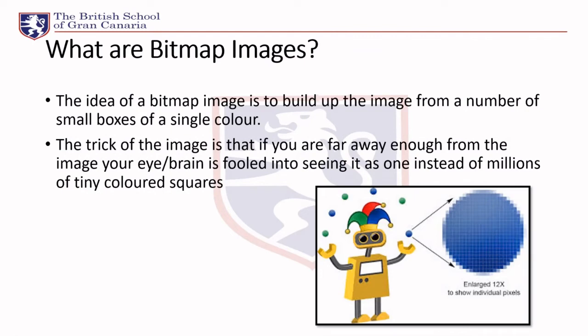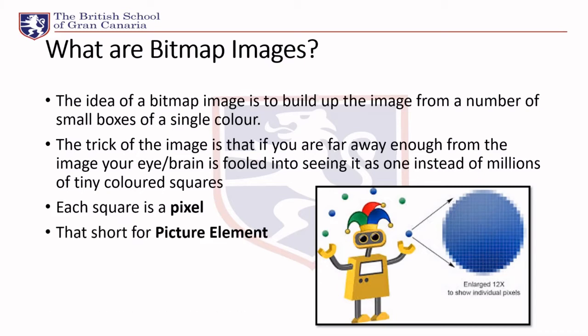So the trick of the image is that if you're far away enough from it, you can imagine your eye and brain is basically fooled into seeing one image instead of millions of tiny little coloured squares. Okay, so basically walking far away enough from it, you can see a whole image. Now each square, as I said before, is a pixel, and that is short for picture element. Okay, so each one of these squares is an element of the picture.